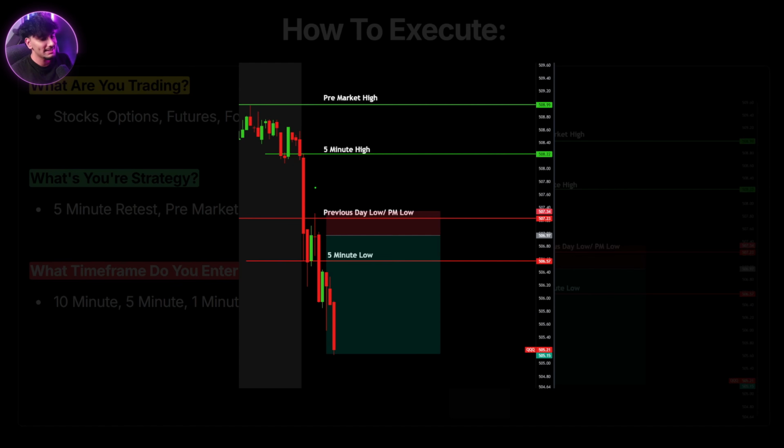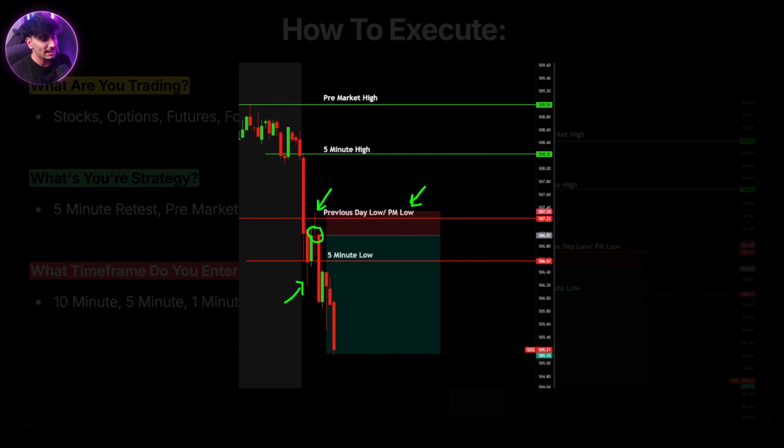Now, if we look at the example from earlier, we can see that we had all these key levels marked out, and what happened? We swept the 5-minute low. We came back for the previous day low, the pre-market low. Therefore, there was a little bit more confluence as there were 2 key levels sitting there. And on top of that, we got weak price action.